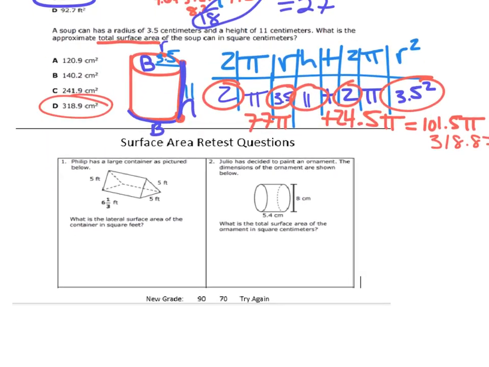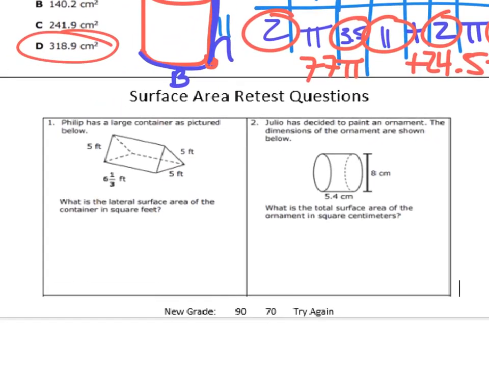So now y'all are going to go ahead and do the surface area reteach questions on your own, those 2 questions, for you to either raise your grade up to a 90, a 70, or you're going to have to answer both questions again.